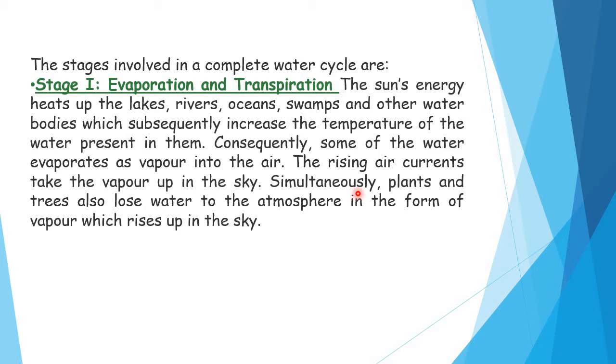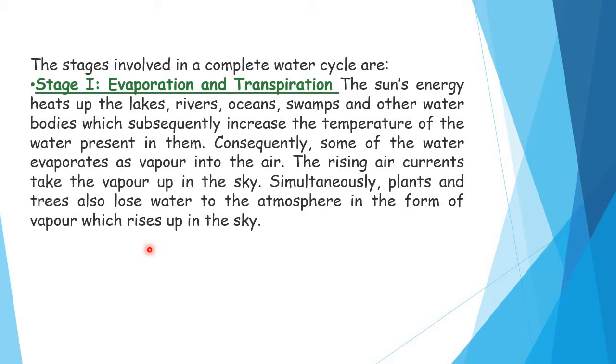Simultaneously, the transpiration process is also taking place by the plants. It is a process in which plants and trees lose water to the atmosphere in the form of vapor, which rises up in the sky. This is known as transpiration. So stage 1 is evaporation and transpiration going on side by side.